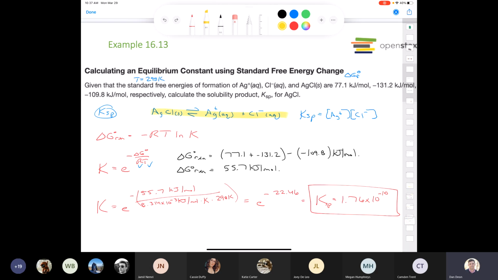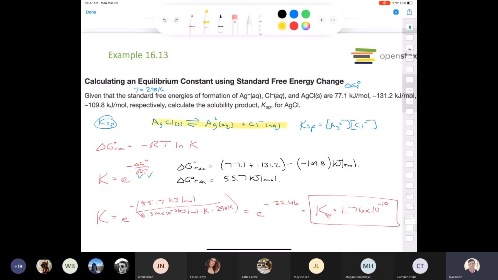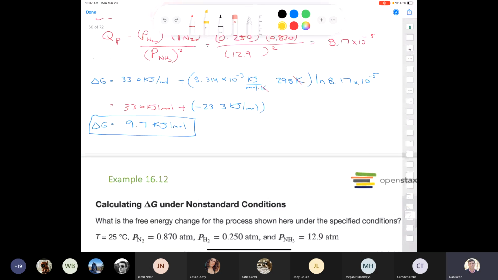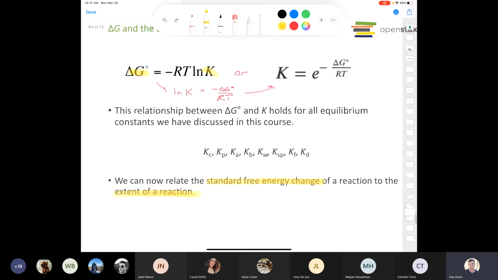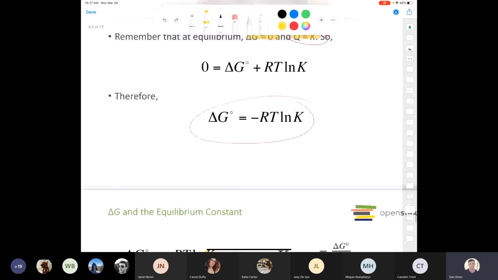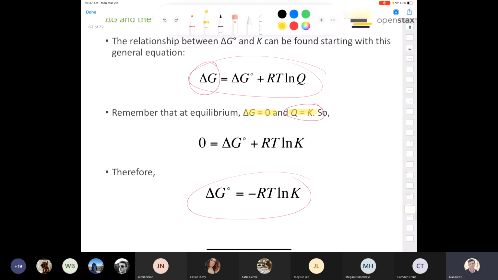But really, what's the main concept that we looked at today? If I only had a minute to talk to you guys, the main concept for today was what's shown right here. When Q is equal to K, delta G of the reaction is going to be equal to 0. That was really what I wanted to get covered with you today.